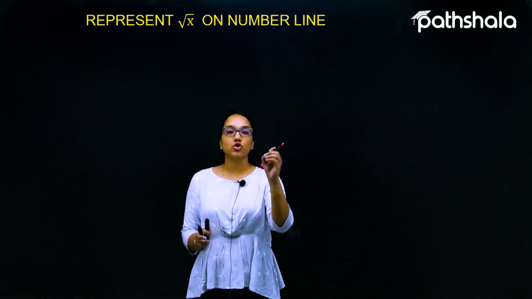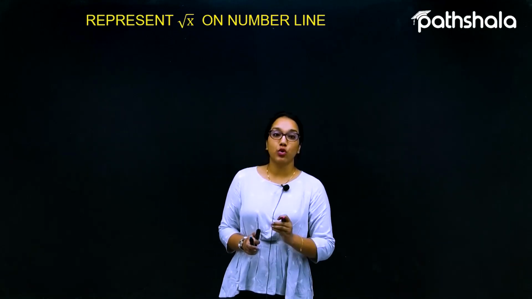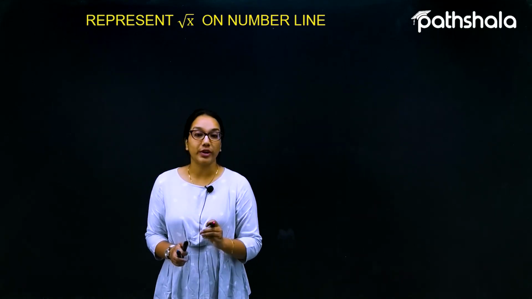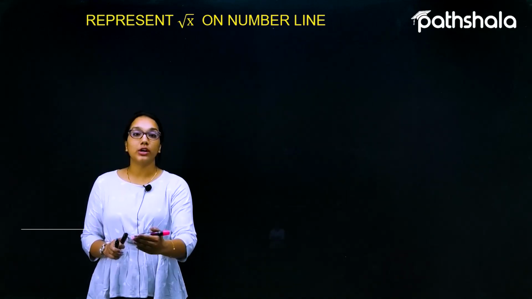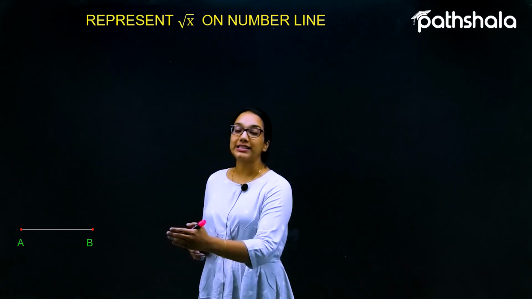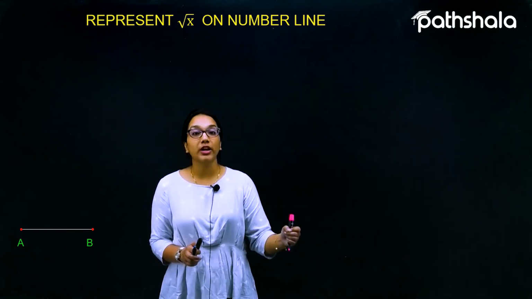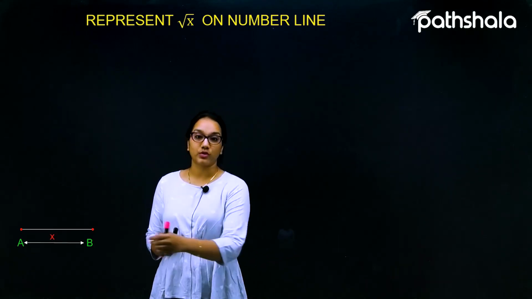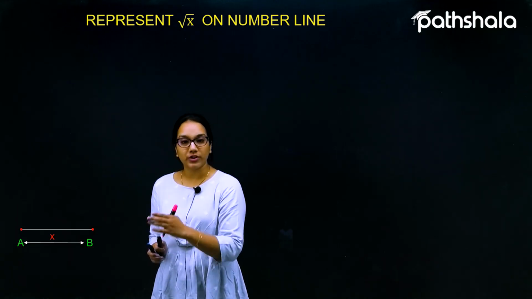So let us suppose we are talking about representing root x on the number line. The steps to represent root x on the number line would be like this: let us suppose we are taking any particular line. Let us call it AB, and this distance AB represents x, because we are plotting root x on the number line. So let's just move on further.